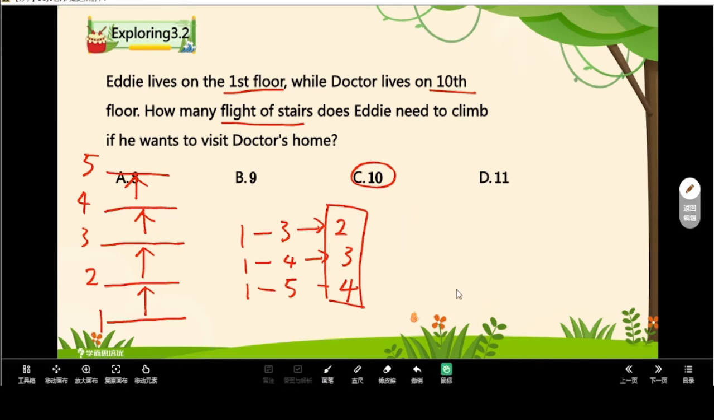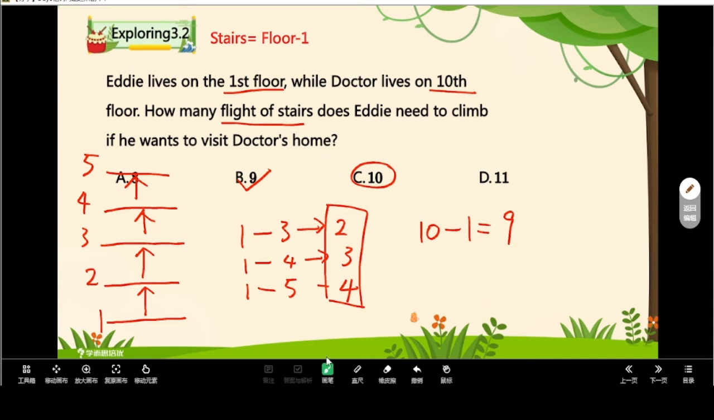So we can know that if we need to calculate the number of stairs, we need to use the number of floors minus 1. Okay, so now Eddie needs to go from the first floor to the 10th floor. How many flights of stairs? Which answer do you think? Yes, the correct answer should be 9, because we need to use the 10th floor, that is the number of floors, minus 1 equals 9, that is the number of stairs. Okay, so you need to remember this relationship.